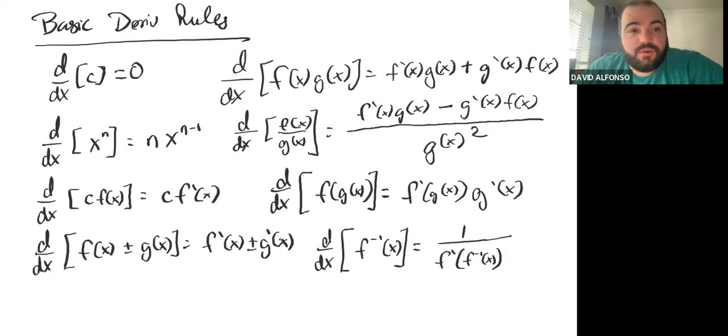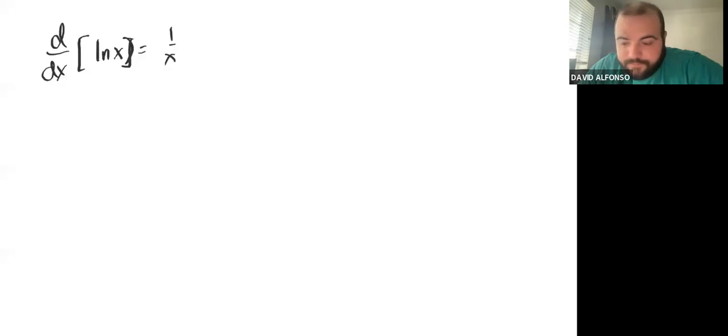Of course, there are the more unique functions, so I'm going to go ahead and show you the last ones. I'm not going to write them all down, but you should have them memorized. You need to know your trigs. Actually, you need to know the derivative of ln x is 1 over x. You need to know that the derivative of e to the x is e to the x.